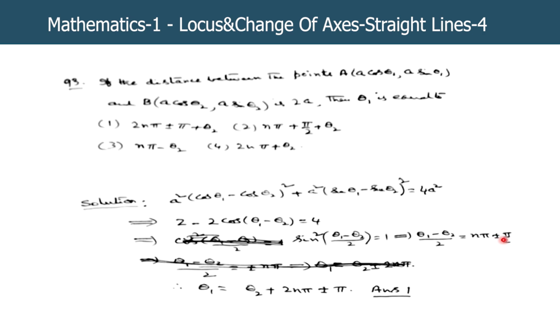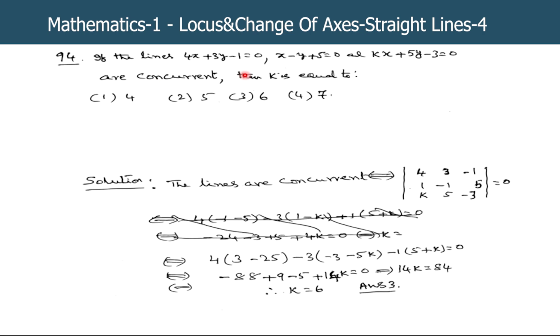You know that if sin theta is equal to sin alpha, then theta is equal to minus 1 to the power of n into alpha plus n pi. So as per the trigonometric formula, theta 1 minus theta 2 is equal to n pi plus pi by 2, because sin pi by 2 is 1. So therefore theta 1 is equal to theta 2 plus 2n pi plus or minus pi. So answer is 1.